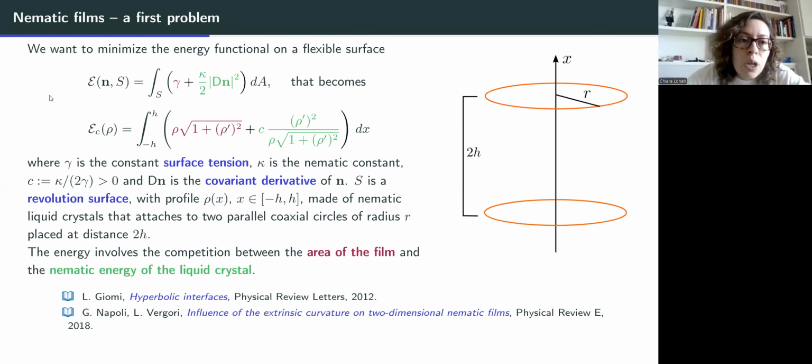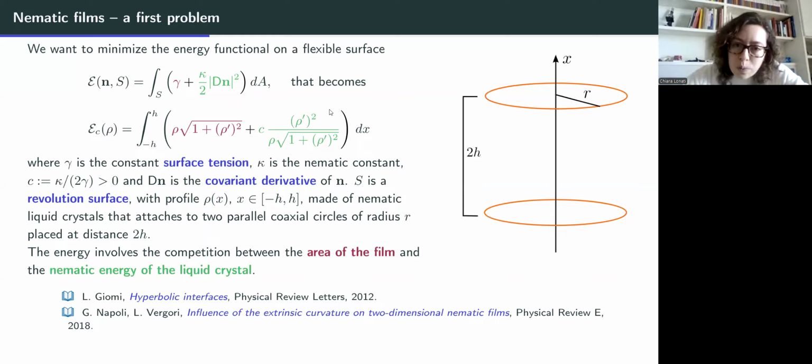So as you can see here, we have this energy functional that depends on n and on the surface. That is the integral on the surface, and there is the sum of two terms, so there is a non-trivial competition of two energy terms. The first is gamma times the area, so it is the classical area functional multiplied by the surface tension gamma that tends to minimize the area of the surface. And then the second term is the Frank energy computed just with the covariant derivative, so just with the first part that I was telling before. So in particular, you can see that the surface acts not just in the integral, but also in the fact that the covariant derivative is computed on the surface.